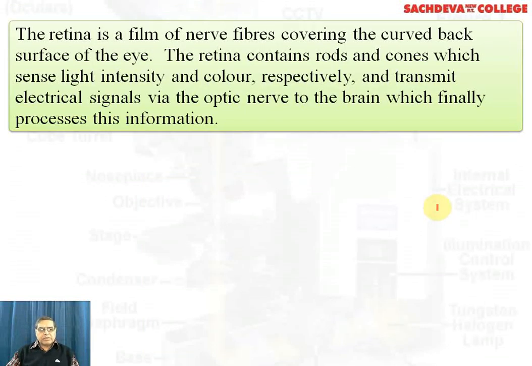And we come to know that we are observing or seeing. Now the next point is that the retina is a film of nerve fibers, as shown in the figure, covering the curved back surface of the eye. The retina contains the rods and cones, which sense light intensity and color. When we use this term intensity, we are referring to energy per unit area per unit time normal to the surface. They transmit electrical signals via the optic nerve to the brain, which finally processes this information.